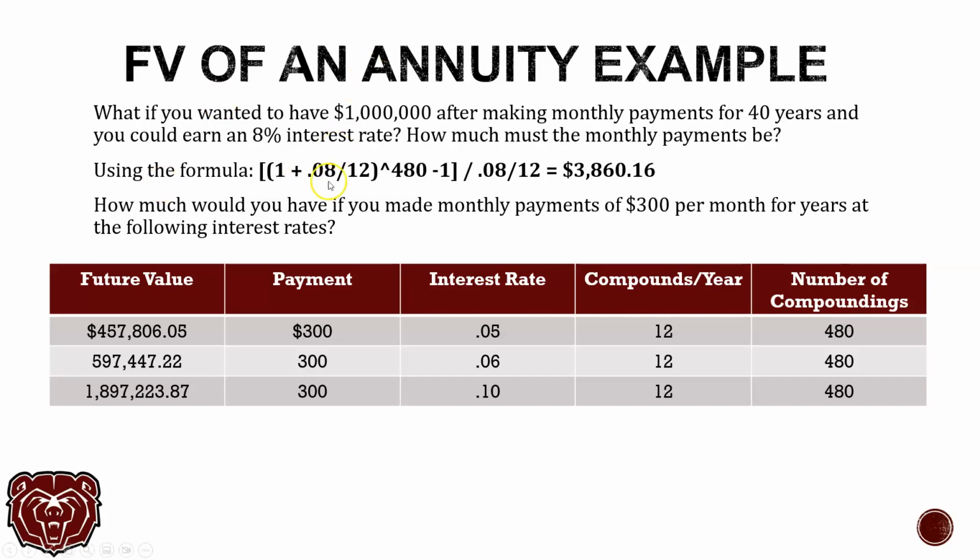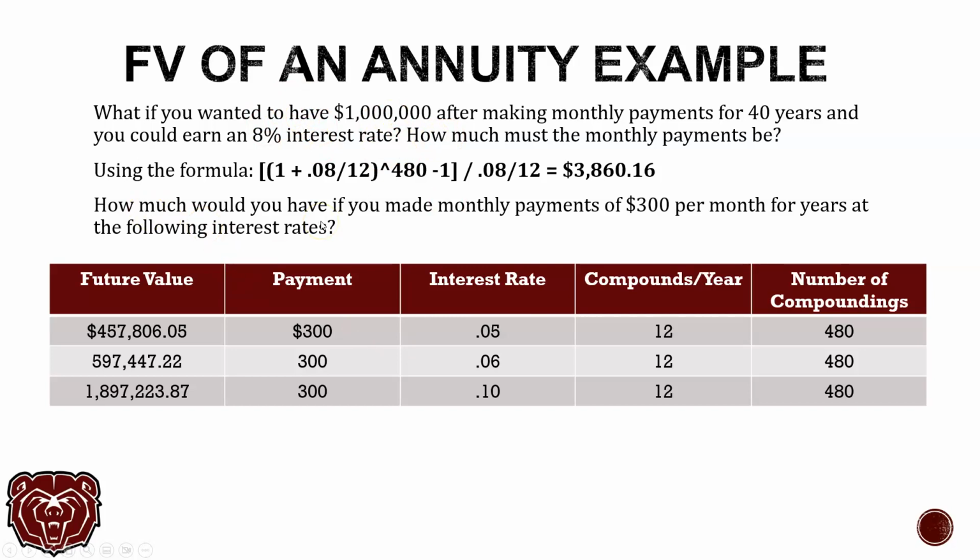Well, we could use the formula, and it would look like this, right? 480 would be our N, 12 would be our C, 0.08 would be our R, and what we're looking for is our annuity, right? So we know our FV is 1 million, okay? So that is how you could find what your payment would have to be each month for 40 years in order to have $1 million in the bank if you got an 8% interest rate, okay?